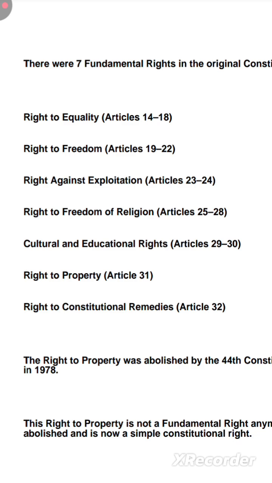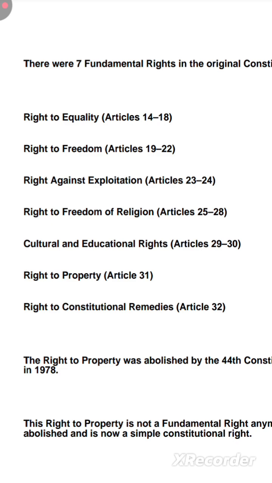It has been correctly described by Dr. B.R. Ambedkar as the heart and soul of the Indian Constitution. This is the fundamental right without which the other fundamental rights become useless. If any of our fundamental rights are violated, then children, we can approach the Supreme Court or the High Court. Therefore, this right to constitutional remedies under Article 32 is really very important.